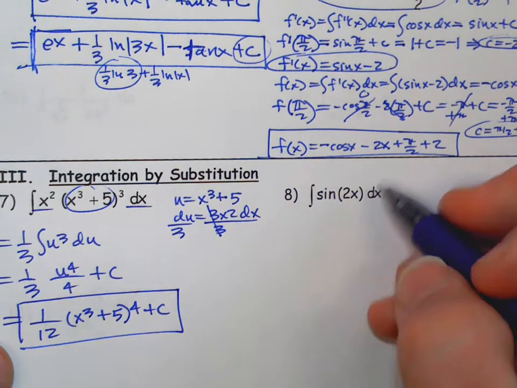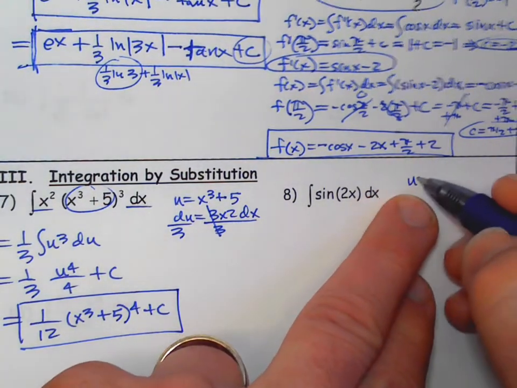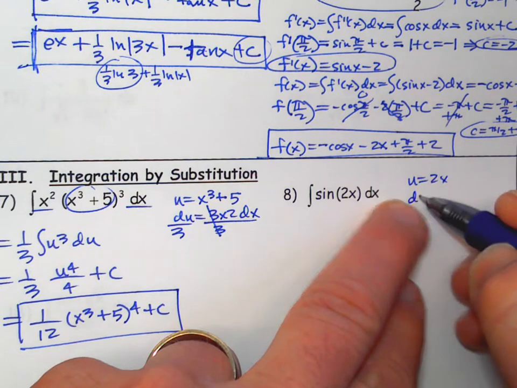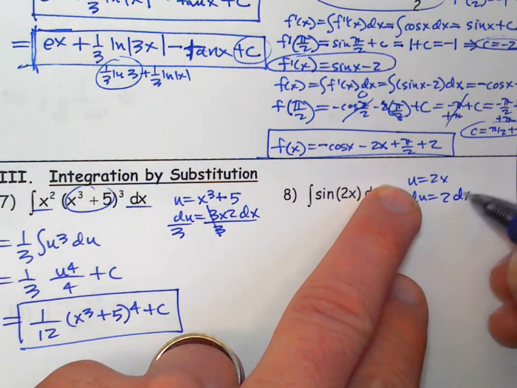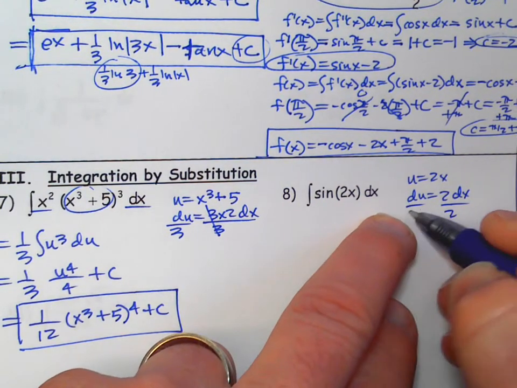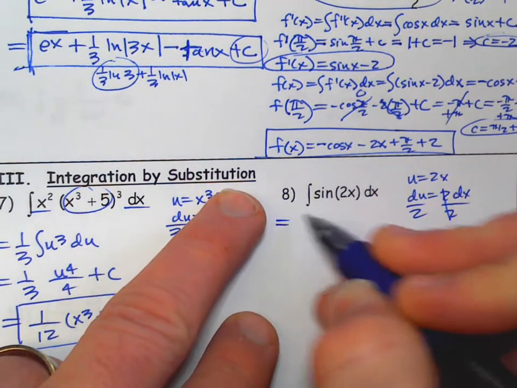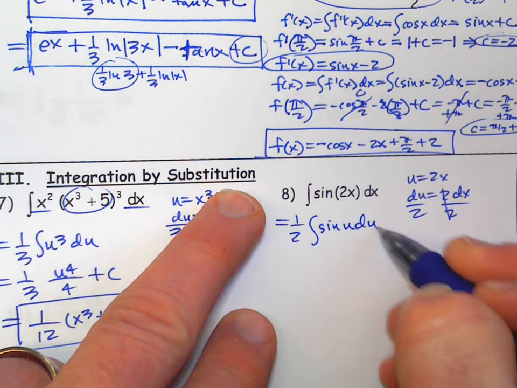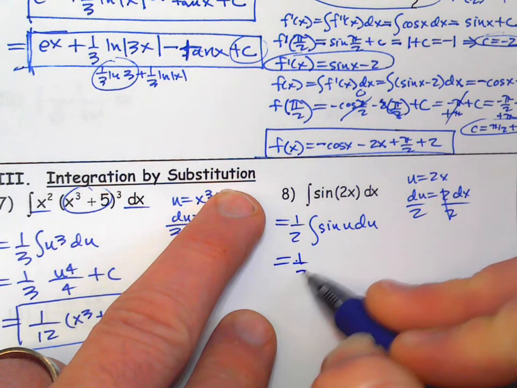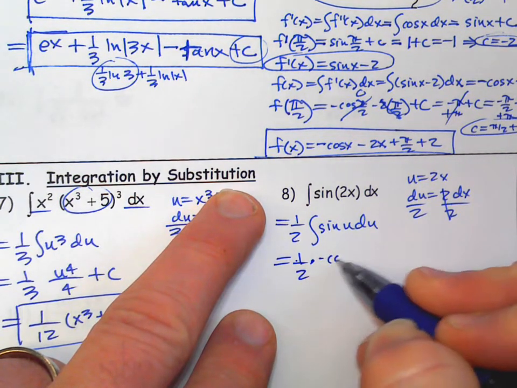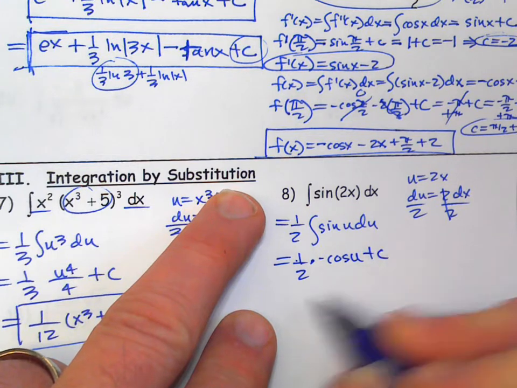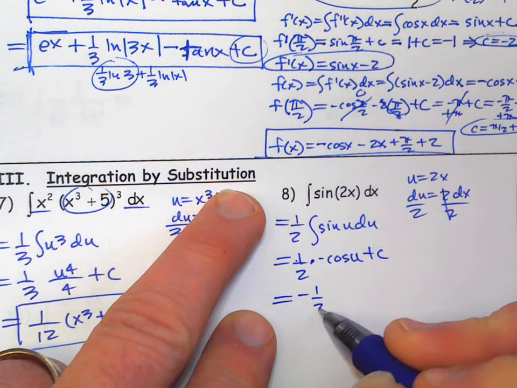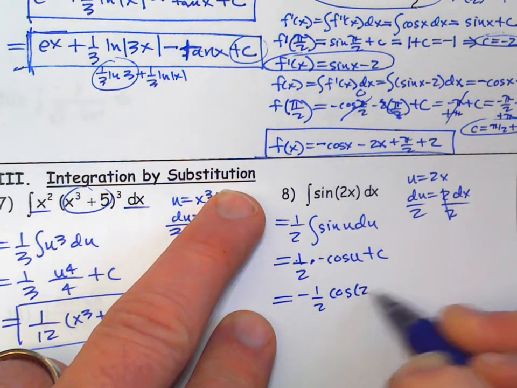Okay, next one. U equals 2x, du equals 2 dx. I don't want the 2. So if I rewrite this, it's 1/2 sine u du. Now the antiderivative of sine is negative cosine. We want to write it back in terms of the original variable, 2x for the u.